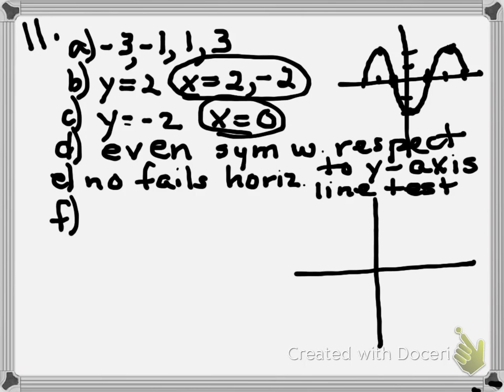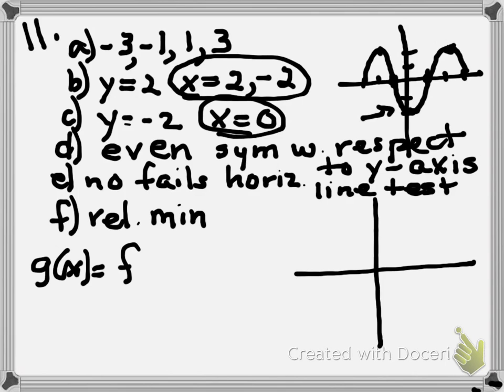At f(0), where x is equal to 0, is there a relative maximum or minimum? There is a relative minimum. And then we want to take g(x), which is equal to f(x + 1) - 1. So it's going to take the graph and shift it 1 unit to the left and 1 unit down.